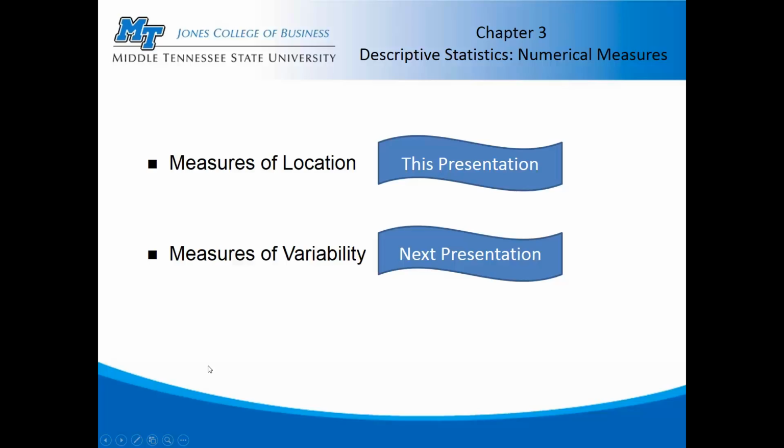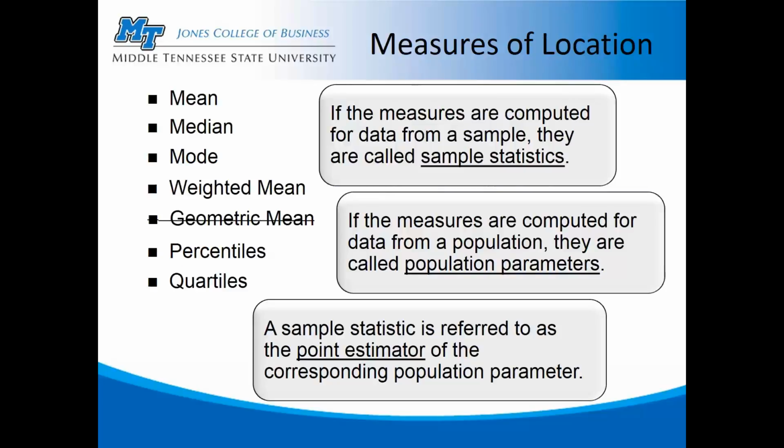Now, in this video, we're going to go through measures of location. I'm going to break it up and use a different video to talk about measures of variability. We're going to cover the mean, the median, the mode, the weighted mean. We're not going to cover the geometric mean. There are some uses for that one, but they're not really that common. So we're going to omit the coverage of the geometric mean.